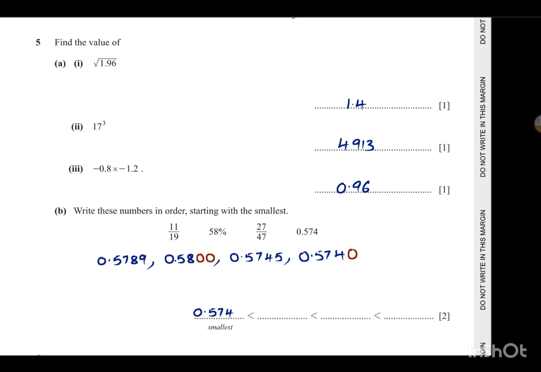This is one more tip, students. Whenever such a question comes, you have to write the original fractions or numbers given in the question, don't write the numbers which you have converted them into. Okay, then the smallest is this. Next comes 0.5745, so it will be 27 by 47. After this, next is 0.5789, because it's 11 by 19, you write that. Then last is 0.58, which is 58%, so write 58% in the answer here.